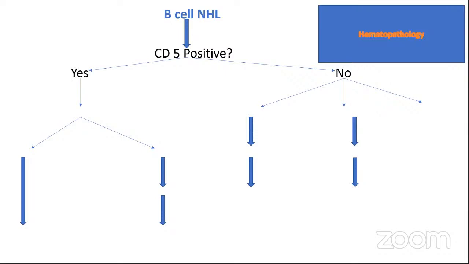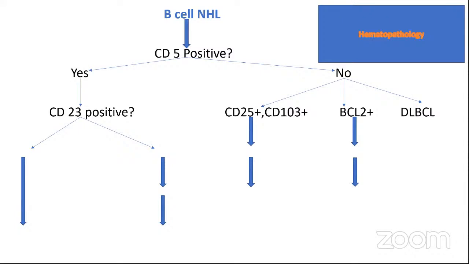The next step for CD5 positive tumors would be to look for CD23 positivity, because if that is positive, that would be suggestive of a CLL/SLL, and if that's negative, it would be suggestive of mantle zone lymphoma.